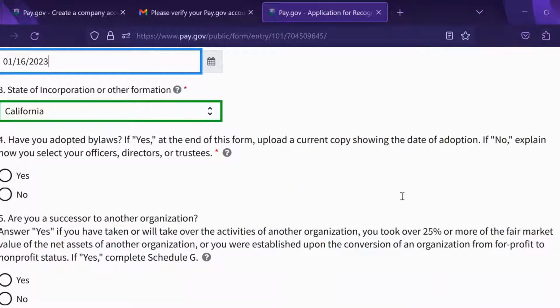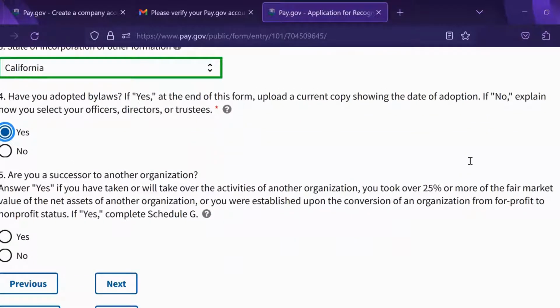Question 4, have you adopted bylaws? If yes, at the end of this form, upload a current copy showing the date of adoption. If no, explain how you select your officers, directors, or trustees. So Jane has her articles, and we do have a video on YouTube that explains how to create the bylaws for your organization. You can view that. We will also put it in the description below.